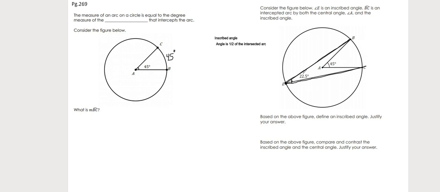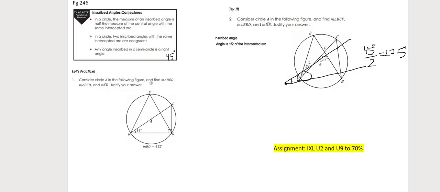So notice I have 22.5. That means this is half of this arc. We already know that this arc is 45 degrees. Since the arc is 45 degrees and I divide that by 2, you're going to get half of that, which is 22.5 degrees. So basically the inscribed angle is always half of the arc. That's basically what an inscribed angle is. So let me take you to the next page and let's go over this problem.